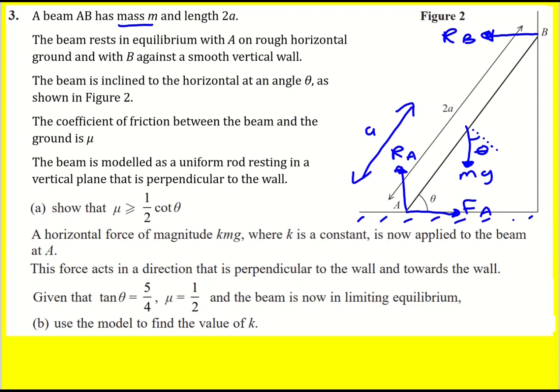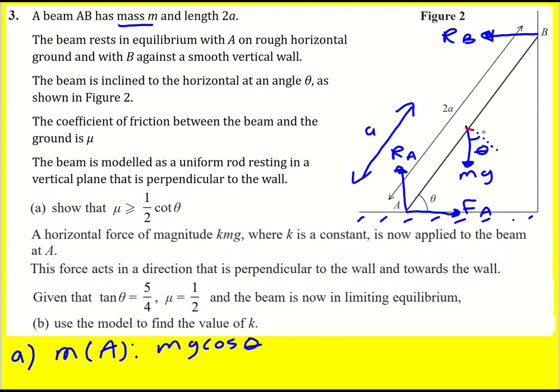So the next thing to do is to take moments. I'm going to take moments about A. You always want to do this because it just straight away eliminates RA and FA from the problem. So if I take a look at the clockwise moment, that's going to be coming from mg. It's going to be the component of mg acting perpendicular to the beam, which is mg cos theta.